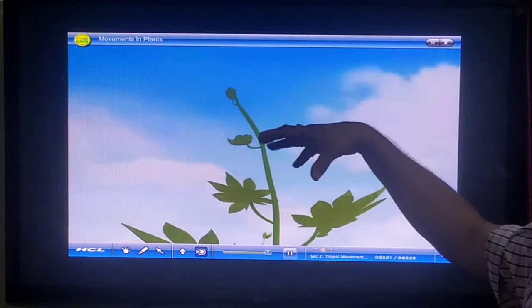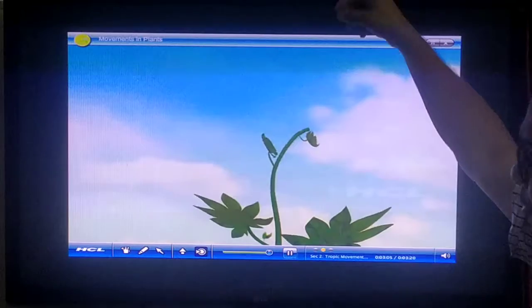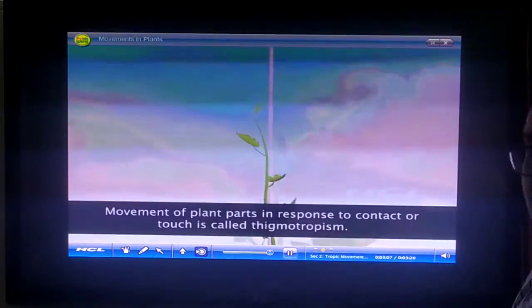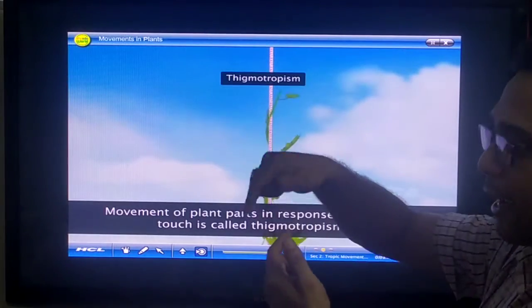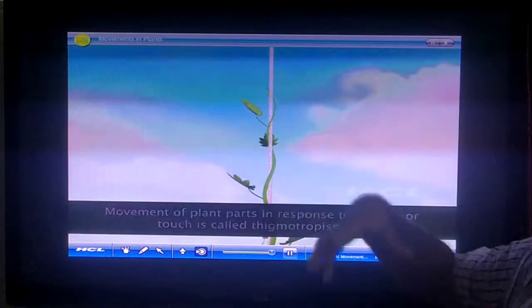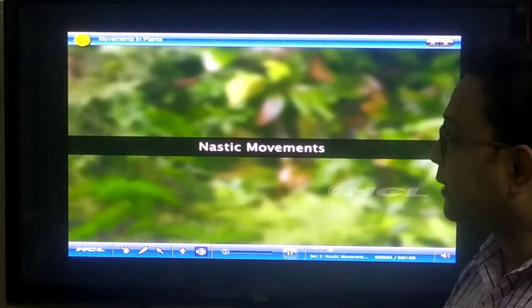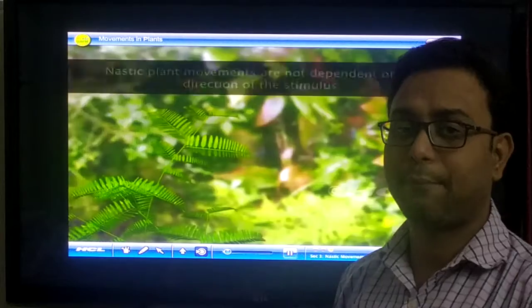And now plant movement is happening due to touch. Suppose in climbing plants you put any threads. At that time they attach to and touch these things, rotate around that particular thing and grow on it. This plant movement is due to touch. So this is thigmotropism.